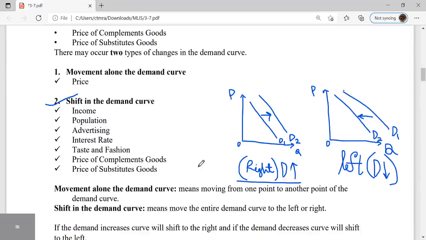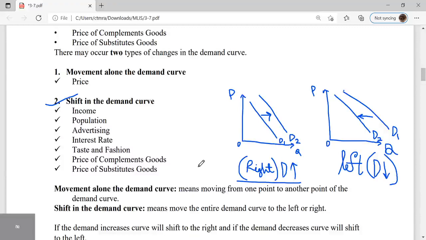Next we have advertising. If advertising rises, usually it's successful advertising. After a successful advertisement, suppose you're seeing advertisements of pizza everywhere. So what will happen? Naturally, people will buy more pizza because it's everywhere, and it will persuade consumers to buy more pizza. Right?